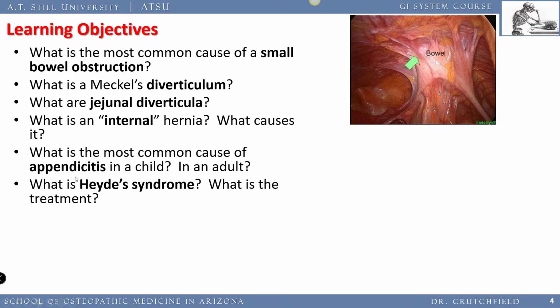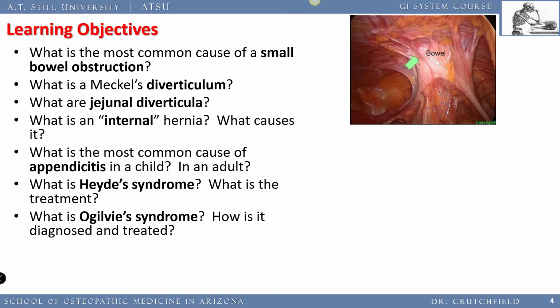Heyde syndrome is relatively rare, but it is something that may haunt you. Heyde syndrome is multiple arteriovenous malformations that occur all throughout the GI tract in patients who have aortic stenosis. And they can literally bleed to death from Heyde syndrome. And the treatment, you have to fix the aortic stenosis and the arterial venous malformations, the AVMs, or the angiodysplastic lesions, go away. What's Ogilvie syndrome? It's another name for something called colonic pseudo-obstruction. How is it diagnosed and how is it treated?